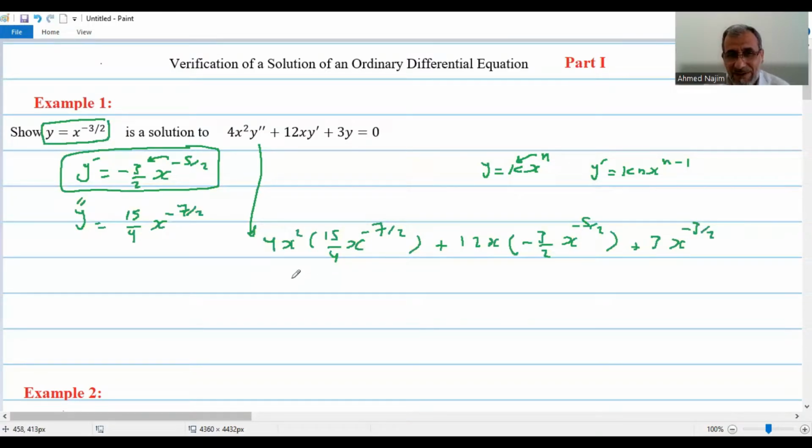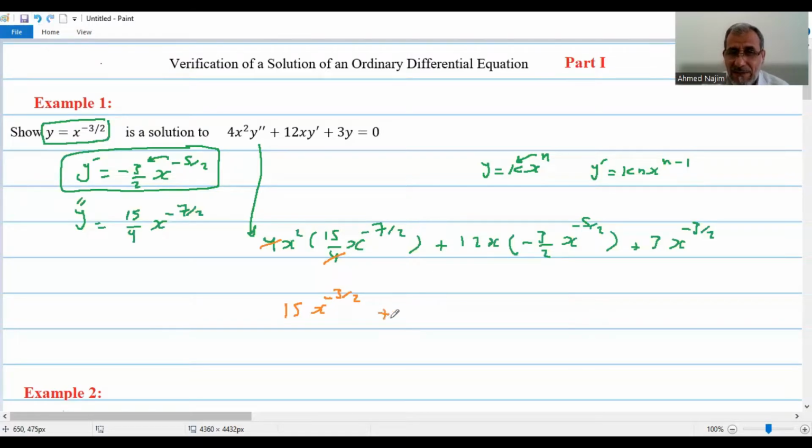Now we have to simplify. Multiplication: 4 with 4 cancel, which will be 1. Then x squared times x to the power negative 7 over 2. So first you have 15, and for x, you have to add the exponents: 2 plus negative 7 over 2 is 4 over 2 minus 7 over 2, so the sum will be negative 3 over 2, because in multiplication you add the exponents. Okay, this is clear.